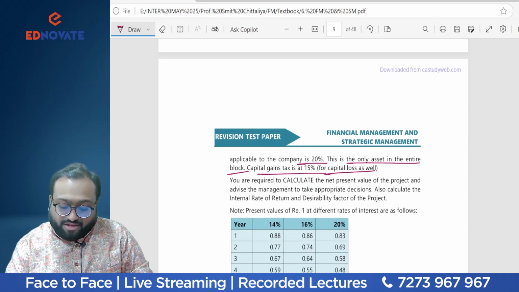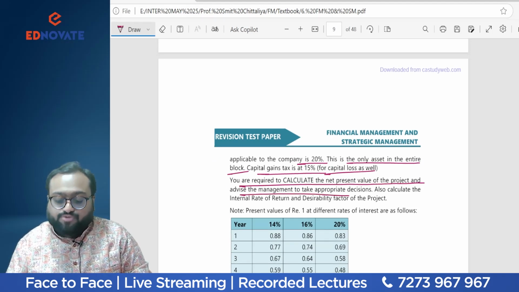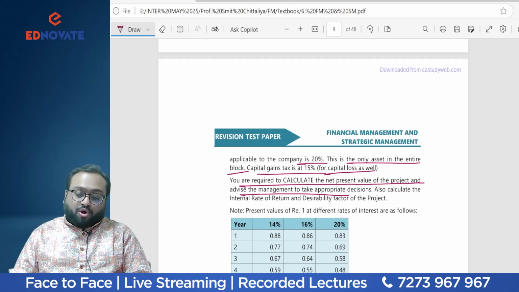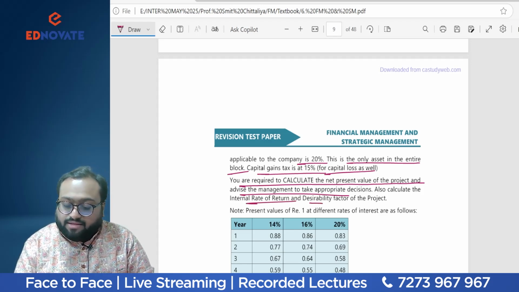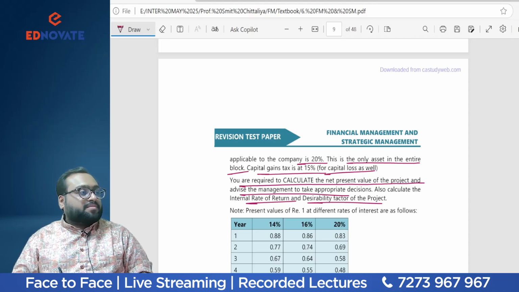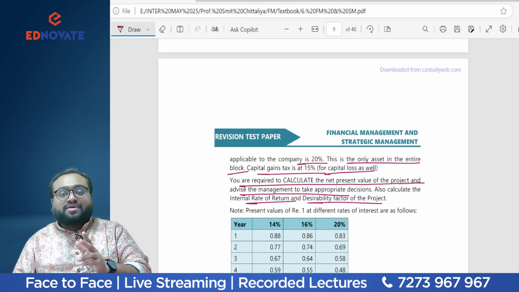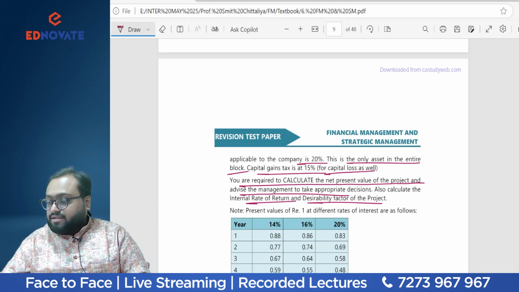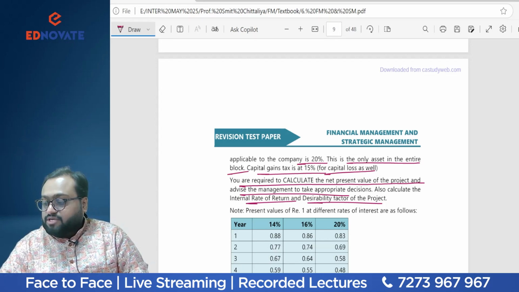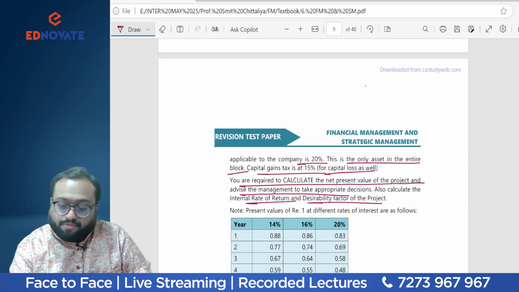Fine. You are required to calculate the net present value of the project and advise the management to take the appropriate decision. Also calculate the internal rate of return and the desirability factor for the project. I'm very happy they have asked a capital budgeting question, but it's a very small question. Now I saw in the starting only 850 lakhs is a capital investment and 150 lakhs is my working capital. So 850 plus 150, 1000 lakhs will be my project investment, will be my PVCO.